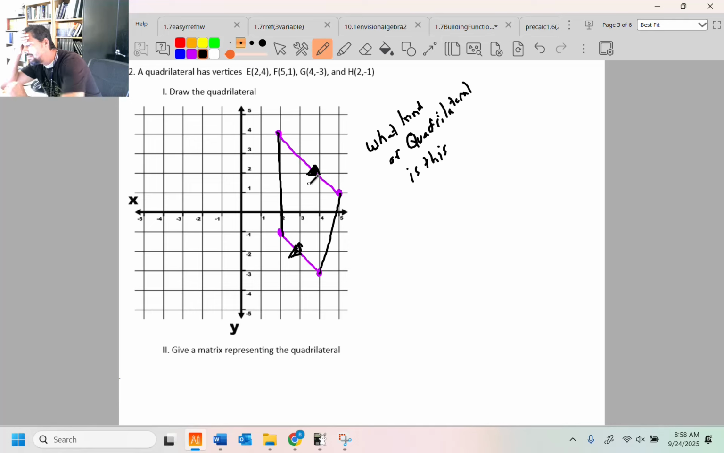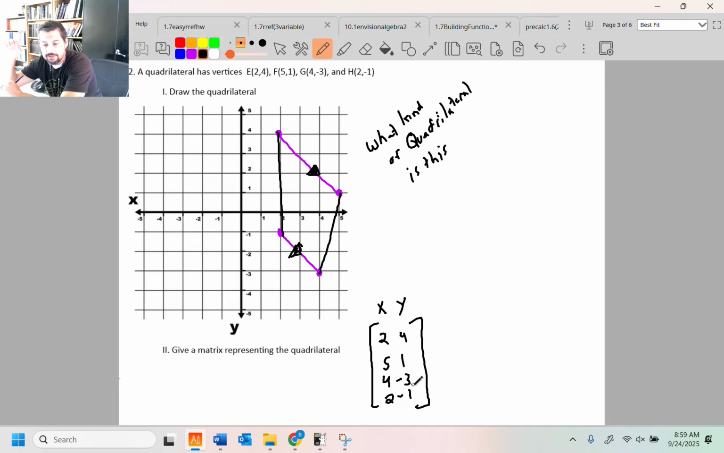Alright, so given a matrix representing the quadrilateral, we have 4 points, so our matrix is going to have to be tall enough to have 4 rows. And all you do is copy down the ordered pairs. Just copy them down and move on to another one. It's not rocket science. It's not a hard skill. If you can breathe, you can do this. There you go. That's the matrix.